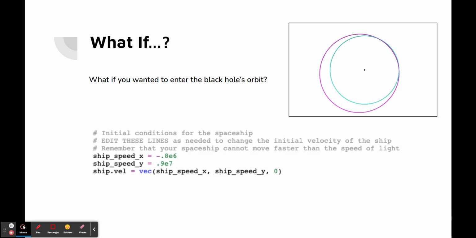So what if you wanted to enter the black hole's orbit? If you do, this is how our new orbit will look like, and these would be our new initial velocities right over here.